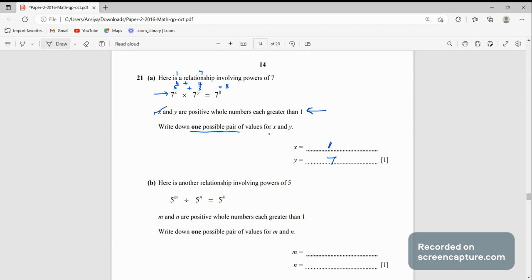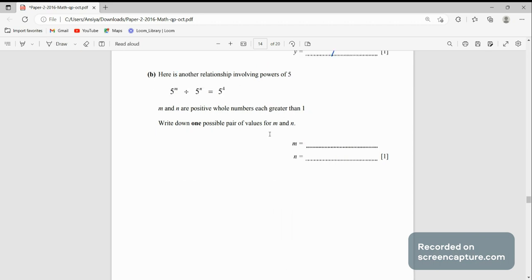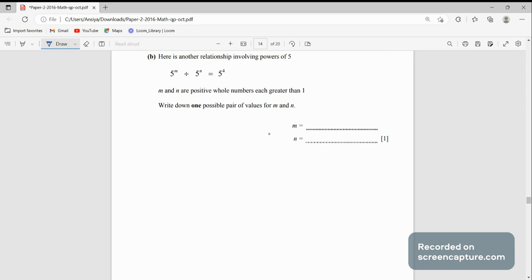What we should know here, the laws of indices. a to the power m times a to the power n equals a to the power m plus n. If it is multiplication, we are adding the powers. We should know that basic rule to do this one. Question B. Here is another relationship involving power of 5. See, it's division. 5 power m divided by 5 power n equal to 5 power 4. m and n are positive whole numbers. Again, the clue is given so that we should not choose any negative number.